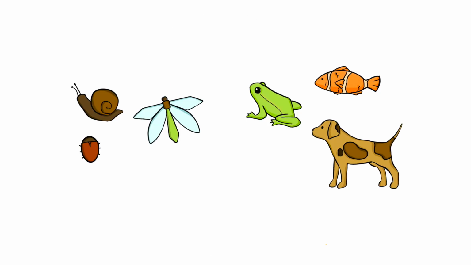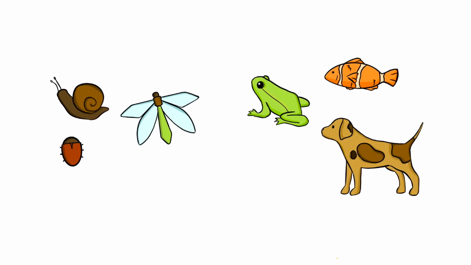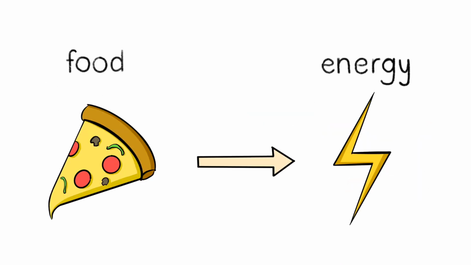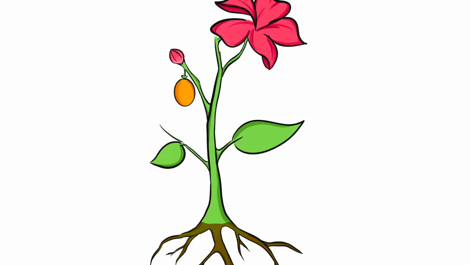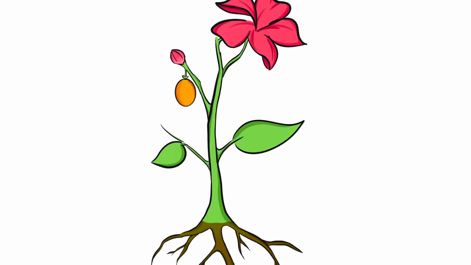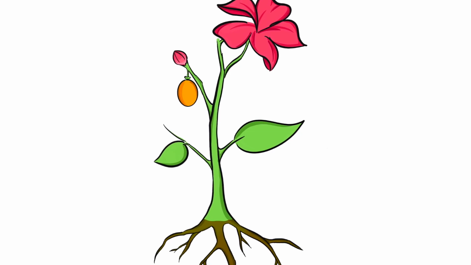All organisms need energy to grow and survive and carry out all the functions of life. But how do we get this energy? Animals like us get this energy through eating food. So, being living things, plants must need energy too, right? But we know that they don't eat food like we do.